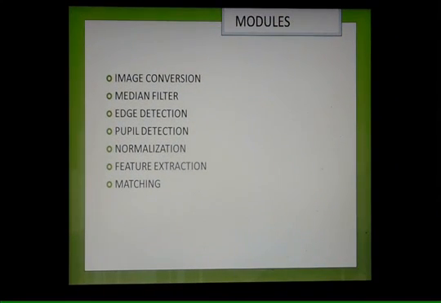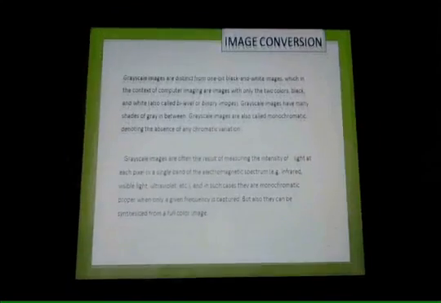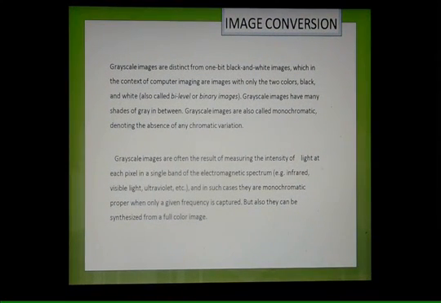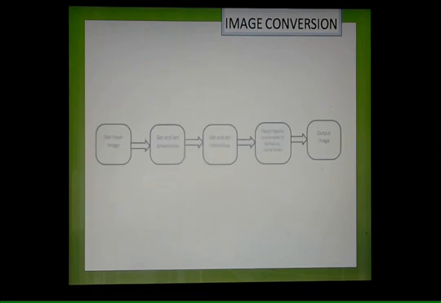Coming to this project, we have overall 7 modules. The first one is image conversion. We go for image conversion to reduce the processing time, because a colored image has many different color values. For this purpose, we convert the colored image into a black and white image. In a black and white image, we use only 2-bit cells, one for black and one for white. By this, we can easily calculate the image and easily draw up the image.